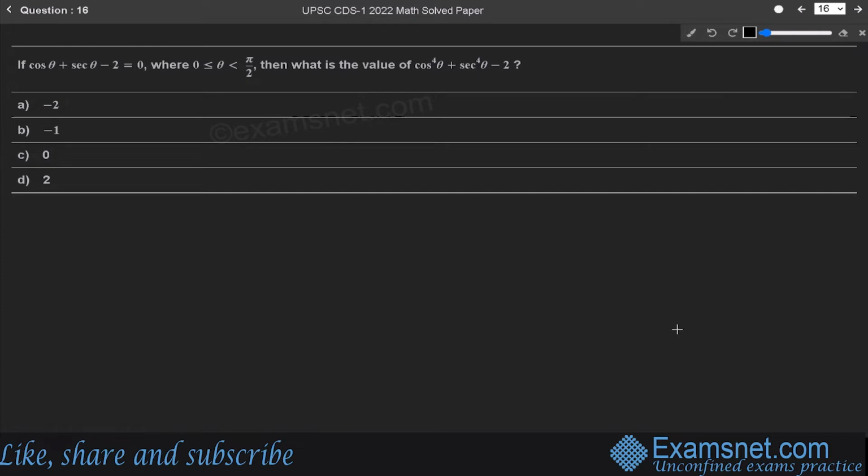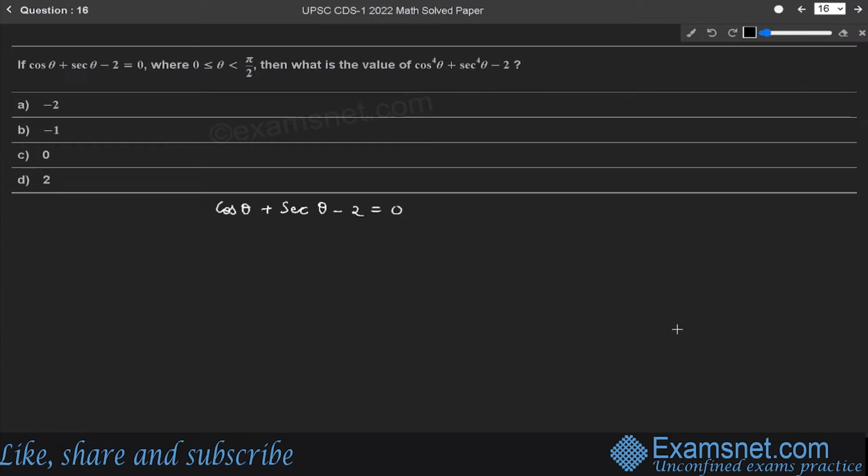Next question is, if cos theta + sec theta - 2 is equal to 0, where theta lies between 0 and pi by 2, then what is the value of cos^4 theta + sec^4 theta - 2? See, again this is a question from trigonometry part and it will require a trick to solve this question. So the given term is cos theta + sec theta - 2 equal to 0.